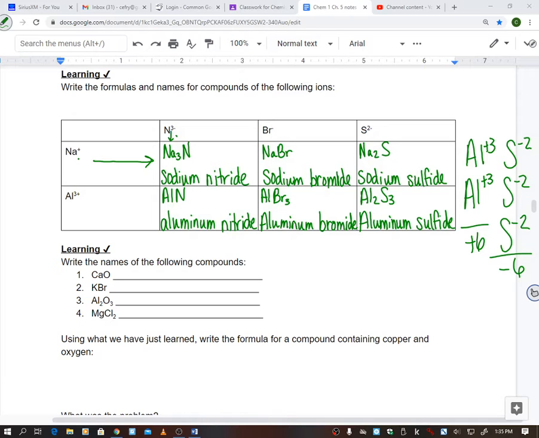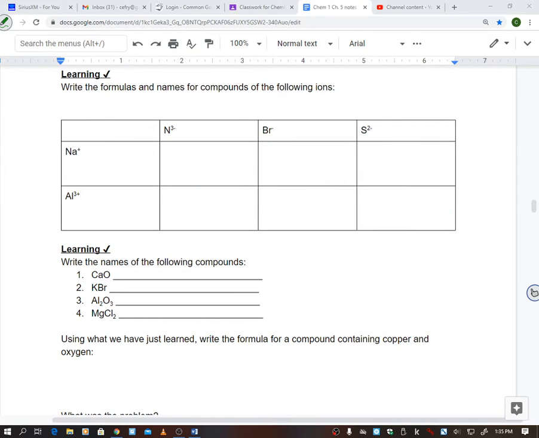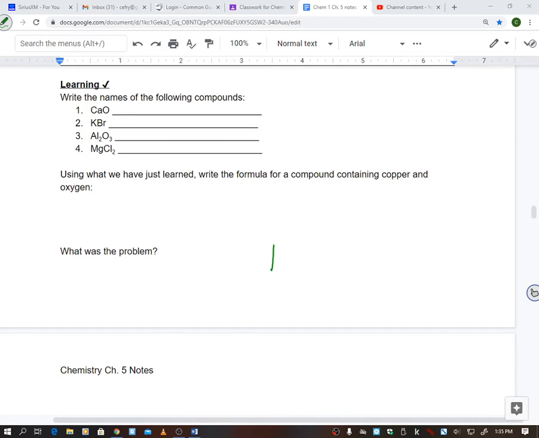Okay, so let's do the next learning check. Write the names of the following compounds. So I have CaO. Now if you notice, if I have calcium, which is a +2, and oxygen is a -2, then if I were to crisscross these, it would be Ca2O2. But you don't do that. You can simplify that. You can divide by 2 on each one, and it's just CaO. So that's where they got that from. But let's name these. Remember, the positive one is always listed first. So Ca is my positive. It's calcium. And then oxide.